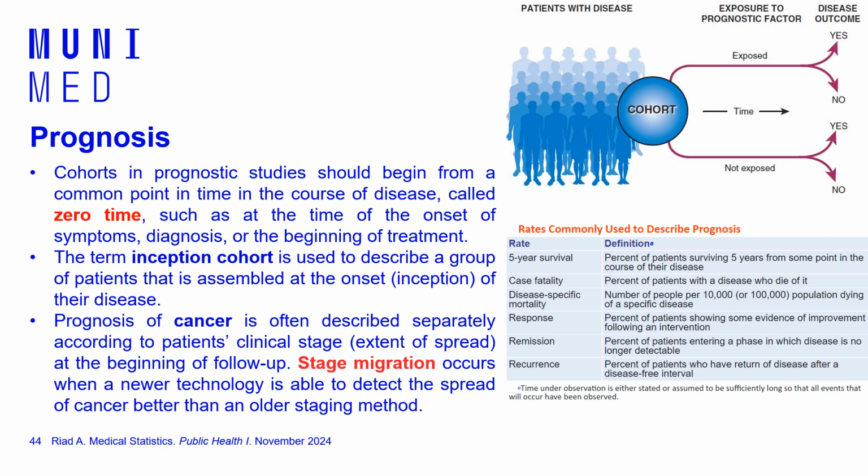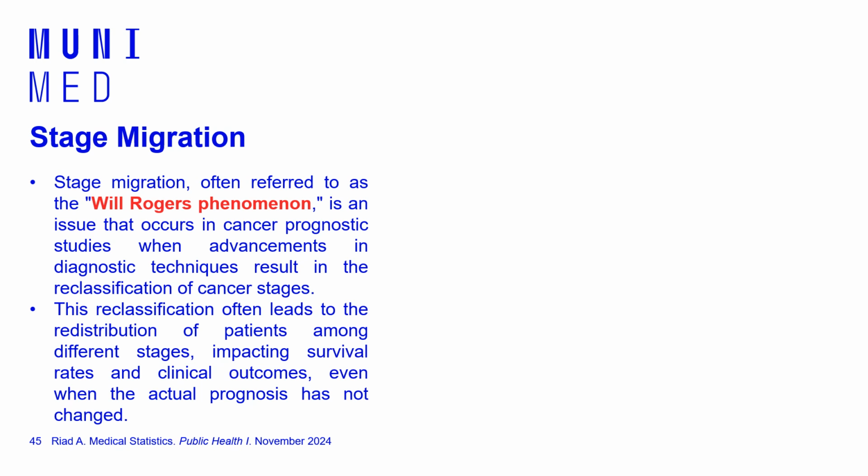Okay, so let's focus on stage migration in cancer studies, or cancer prognostic studies, and how it happens. Stage migration, in fact, is a phenomenon that has other terminology, which is the Will Rogers phenomenon, and it's an issue that happens in cancer studies specifically because cancer is a very rapid and very progressive area of research. So every now and then we have new techniques, and new diagnostic techniques specifically for cancer.